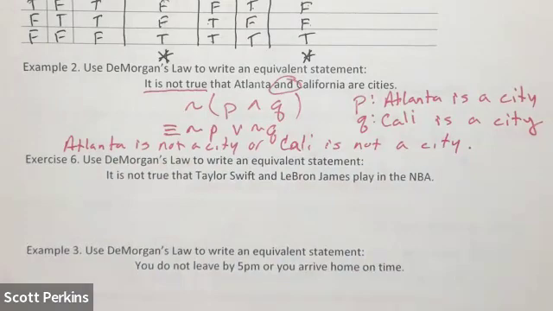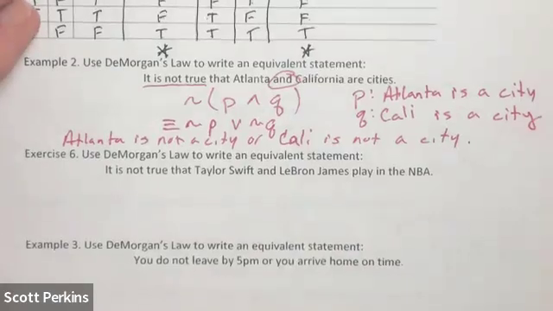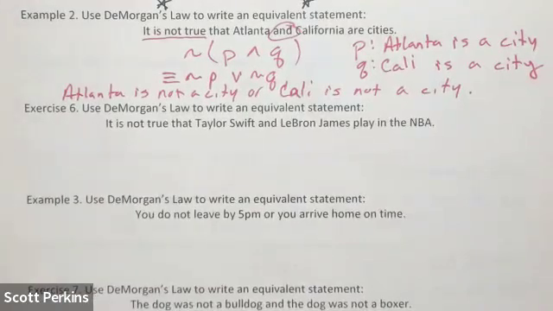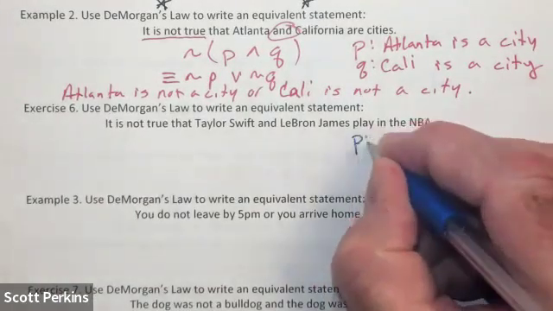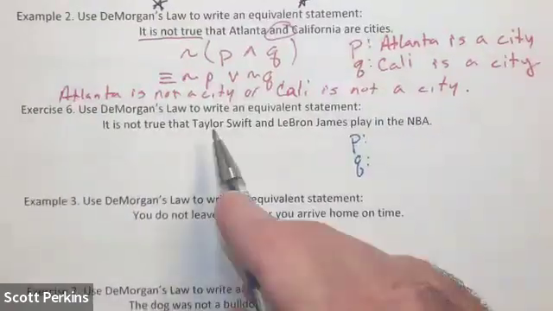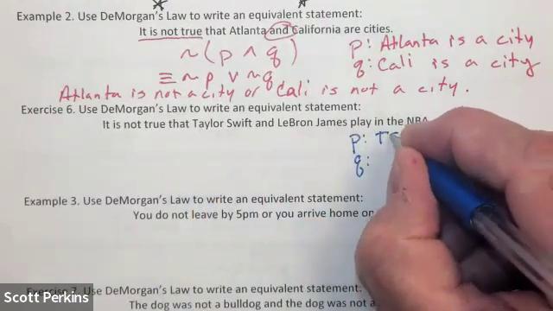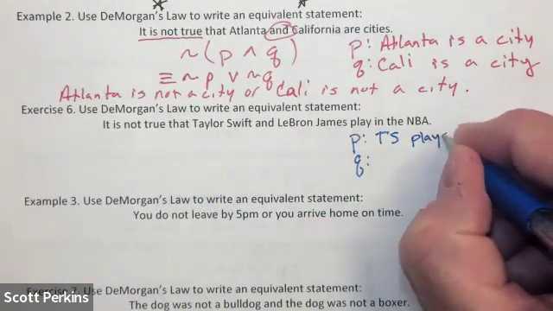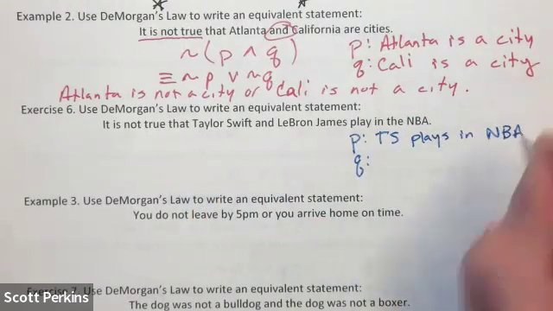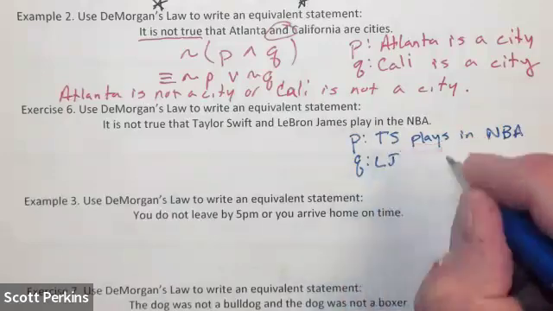Please use DeMorgan's law for the statement, it is not true that Taylor Swift and LeBron James play in the NBA. Push pause, go ahead and do the problem, and then we'll compare notes. All right, your push and play. Here we go. So first, I've got to define my two simple statements. So simple statement P is going to be Taylor Swift plays in the NBA. I'm just going to abbreviate Taylor Swift, TS, plays in the NBA. And then LeBron James, LJ.